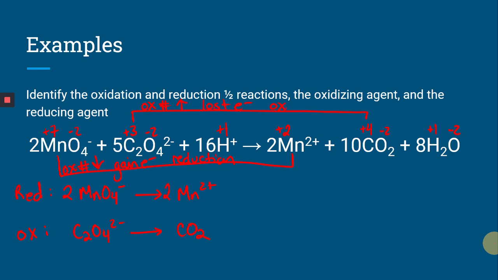And then we need to do the two agents. So the oxidizing agent causes a substance to be oxidized, so it itself is reduced. And so that's going to be our permanganate ion, MnO4-. And then the reducing agent is causing reduction to occur, so it itself is oxidized, so that would be our oxalate ion, C2O4 2-.